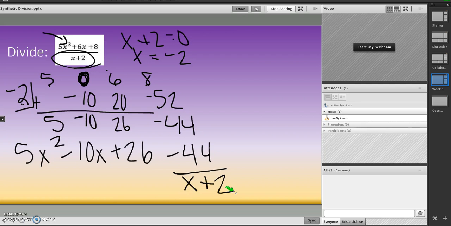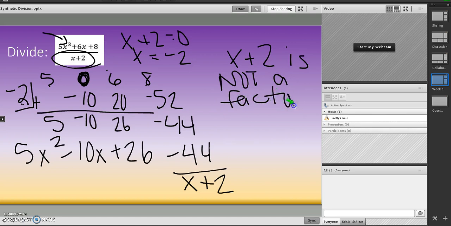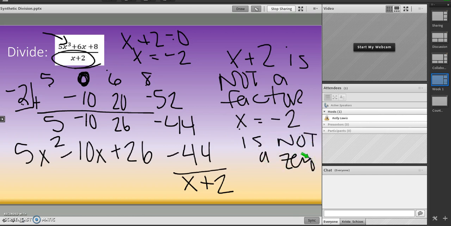And since the remainder was not 0, just so you know, x plus 2 is not a factor, and that means that x equals -2 is not a 0, a solution, an x-intercept. All right, but this is our answer when we divide that out.